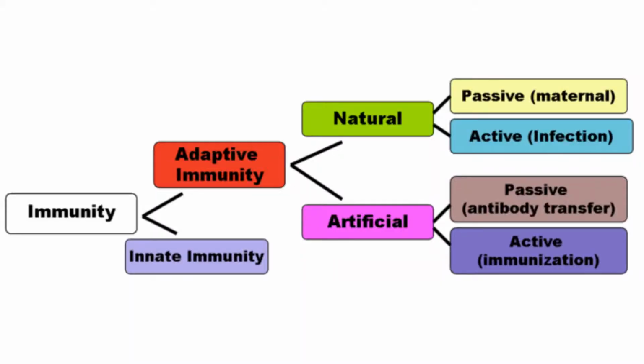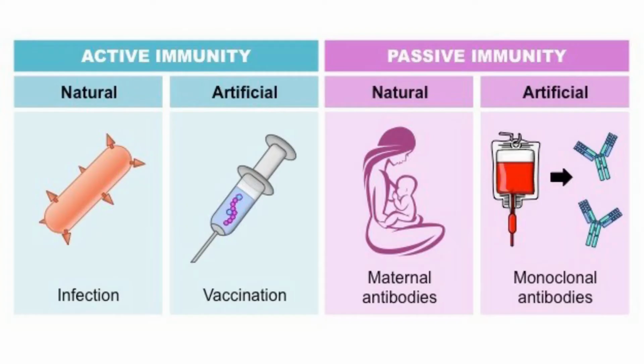When we look at immunity, we've got a few different things we can have. We can have either artificial versus natural immunity, or we could have passive versus active immunity. We're going to be looking at the combination of these things to give us the 4 different types of immunity. Let's first look at the distinction between passive and active immunity.